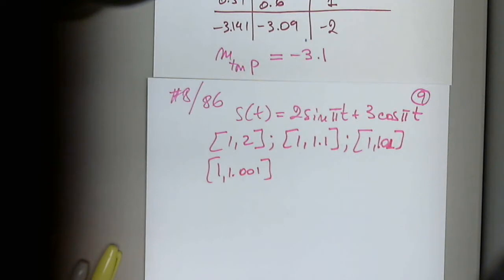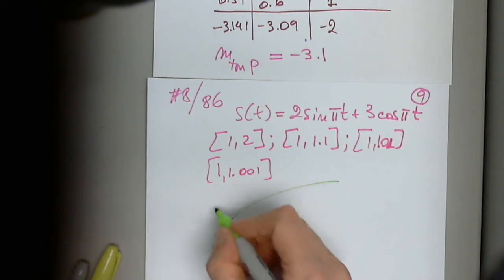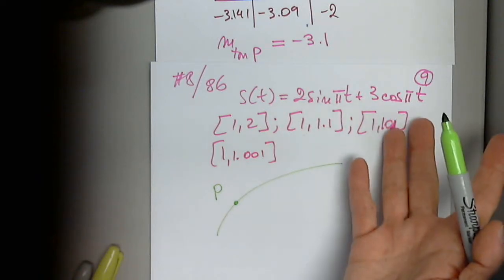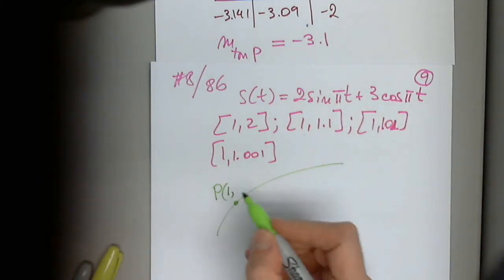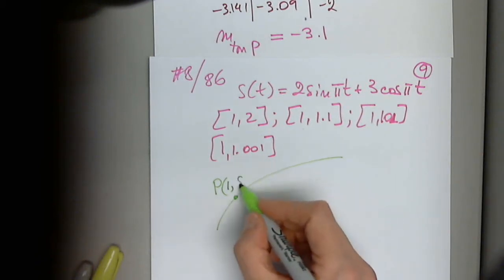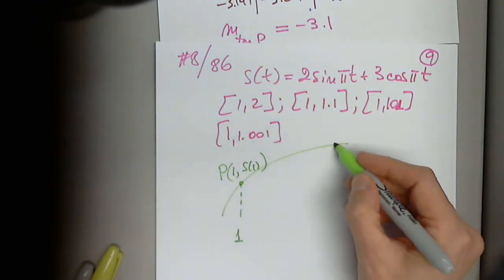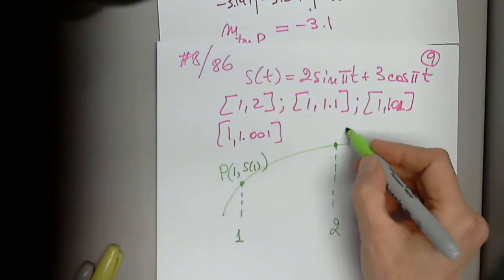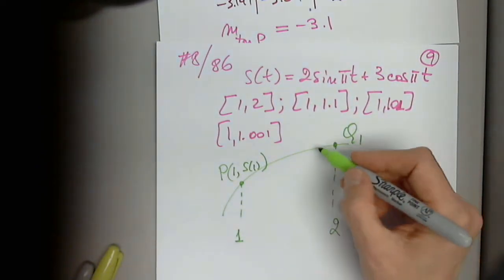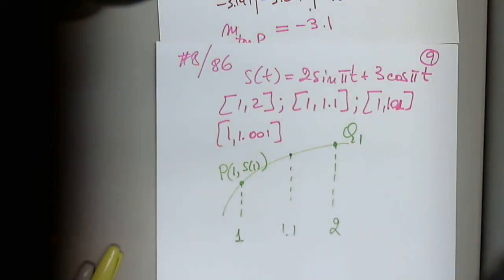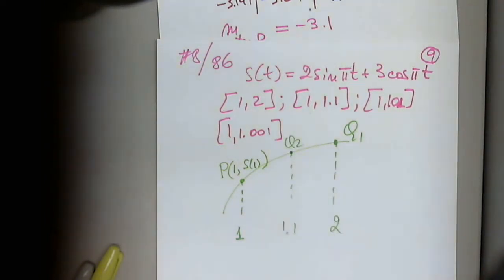I don't have to graph the function s of t, but I want to explain what's happening here. So of course this is our point P. I did not plug in 1 radian just yet, but the coordinates of P will be 1, s of 1. So this is at 1, 2. So this is my Q1, 1, 1.1. Forget about my unit. So this is my Q2.